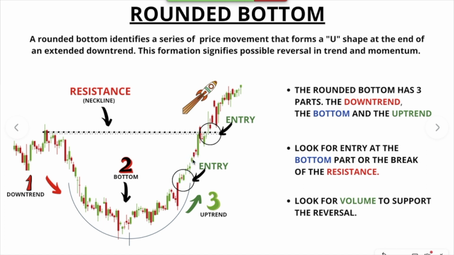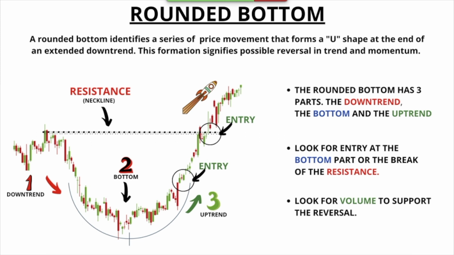So what you should be looking for in a rounded bottom, of course, is volume to support the reversal, right? And look for the entry at the bottom part of the break of resistance. So the break of resistance will be here, and that's where you'll be looking for entry. And of course, you need confirmation. So look for a bullish candle formation, and that will be an additional confirmation, along with volume supporting the price movement.